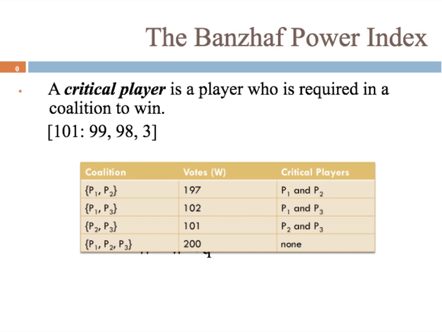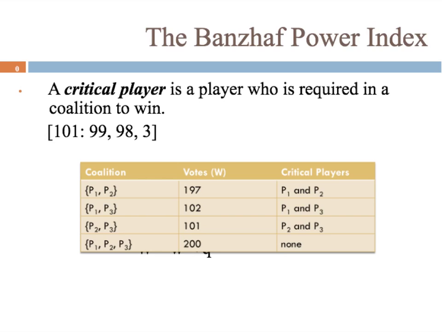A critical player is a player who is required in a coalition to win. This is a really important term in this chapter in general, especially for this section, because it's the key feature of the Banzhaf power index, which is based on how often someone is critical within coalitions. So we have the system again where 101 is the quota, and 99, 98, and 3 are the weights of the players. Here in this chart is a list of the winning coalitions. We don't care about the losing ones, we're just focusing on the winning coalitions.